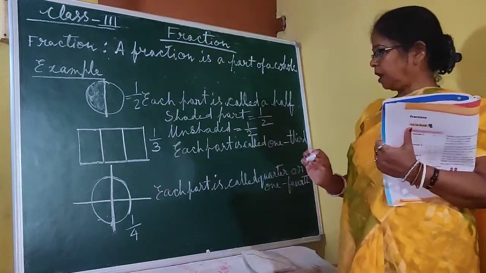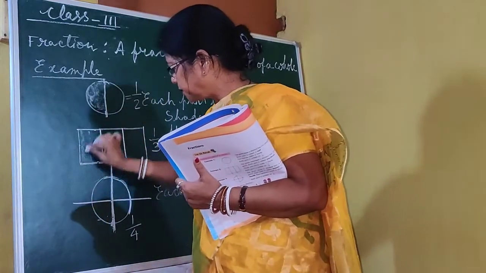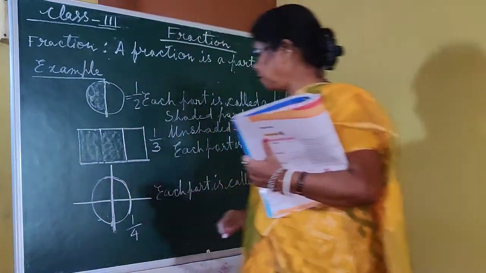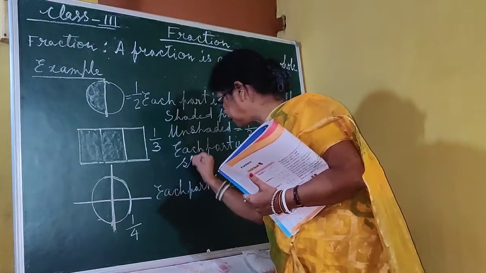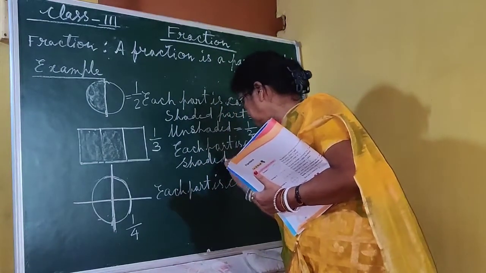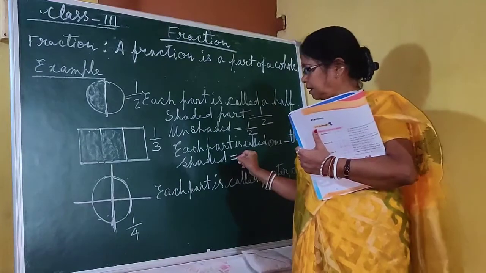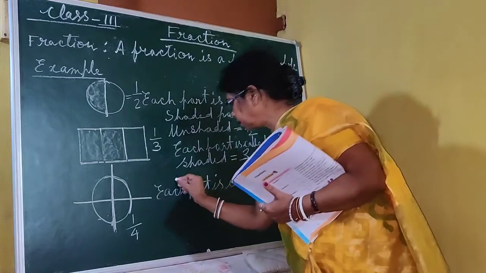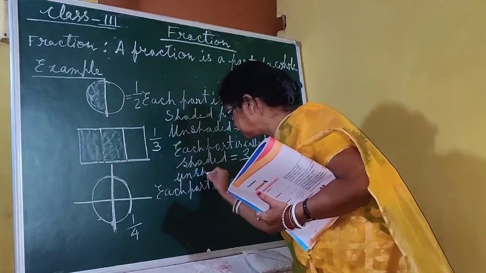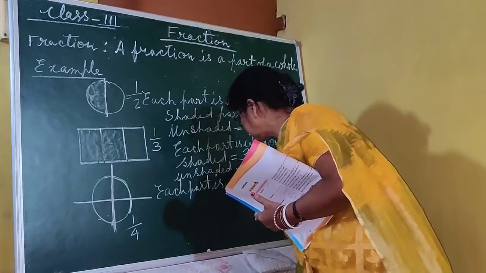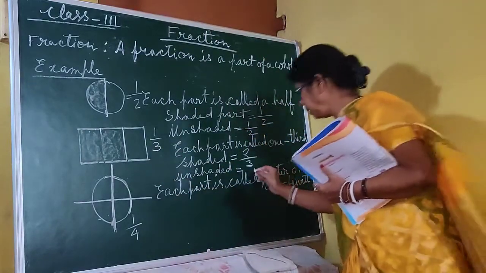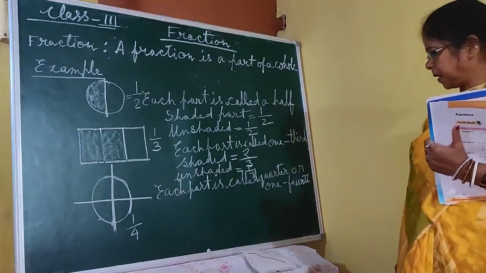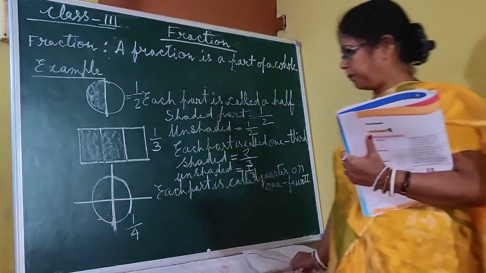Then here suppose I shaded 2 parts. 2 parts I shaded. Then here shaded will be 2/3. Unshaded will be 1/3. Then this one, 4 equal parts.